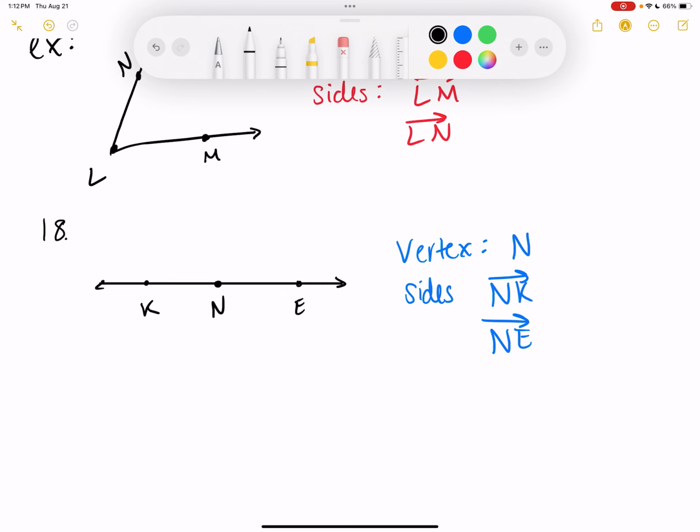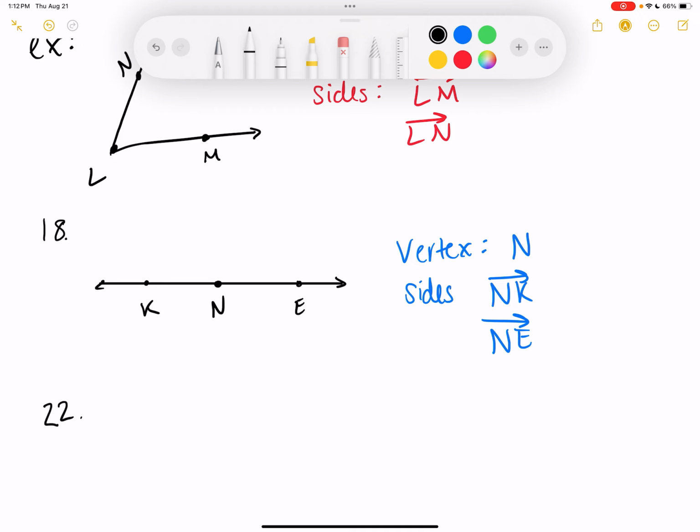Next problems want us to write 2 names for the angle. So pretty much all angles can have 3 different possible names because of the order that we write them in. So you just have to pick 2 of them to call this.